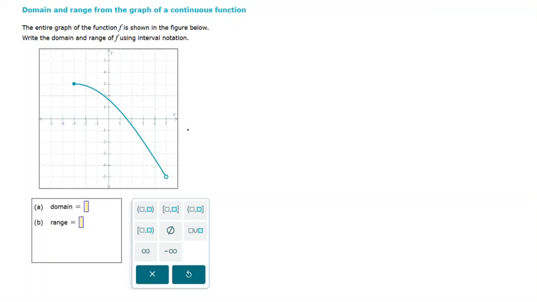In this video, we're going to do this problem on domain and range from the graph of a continuous function. So the first thing that we're going to do is identify which of the symbols that we are using. So we see we have some options here with square brackets and some options with the round parenthesis brackets. We use square brackets when we have a number included.